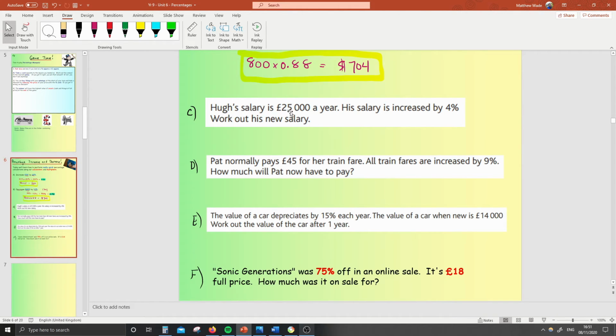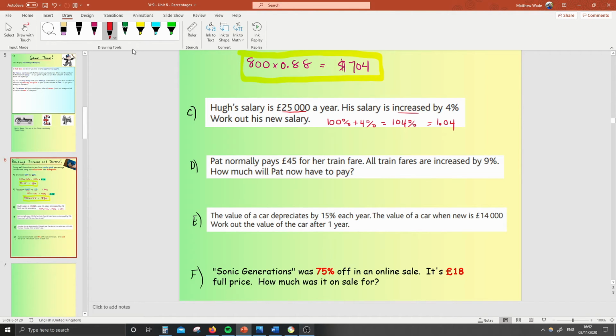So Hugh's salary is £25,000 a year. His salary is increased by 4%. Work out his new salary. I'm just going to help you with the multiplier, then I'm going to push pause. So how much does he start with? If it's £25,000, what percent of his salary is that, if that's all of it that he has to start with? That's it, 100%. He's increasing it by 4%, which means his new salary is 104% as much as it was, which is 1.04 when you divide it by 100 to turn a percent into a decimal. Cool. It's a multiplier. Now you're going to multiply by it.